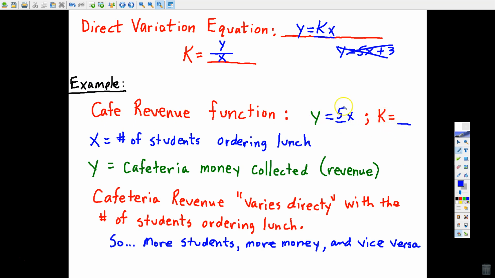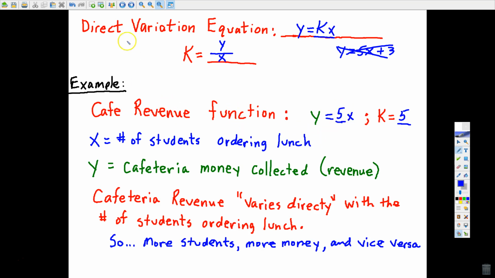And k, of course, is that constant of variation. It's that number we sometimes identify as slope. k in this case would be 5. So you can see that truly we use the term varies directly. You'll see that a lot to indicate direct variation. Cafeteria revenue varies directly with the number of students. As the number of students go up, as far as buying a lunch, cafeteria revenue is going to go up. If that number of students goes down, cafeteria revenue goes down. So they work in a direct relationship based on this constant, which is the price per lunch, per student.